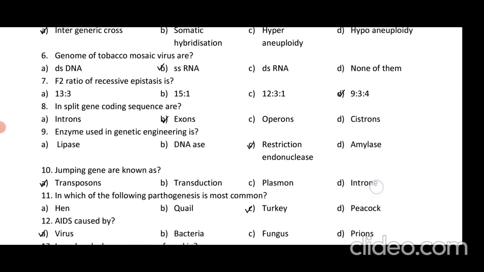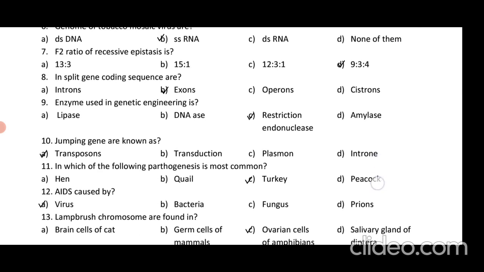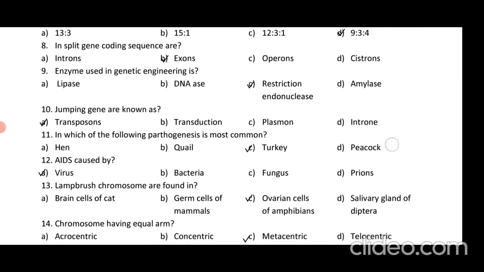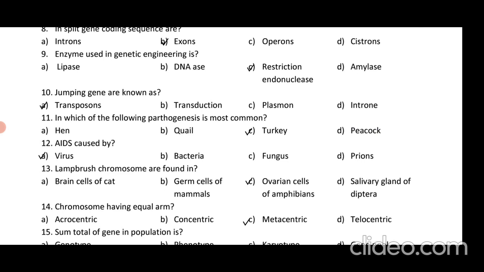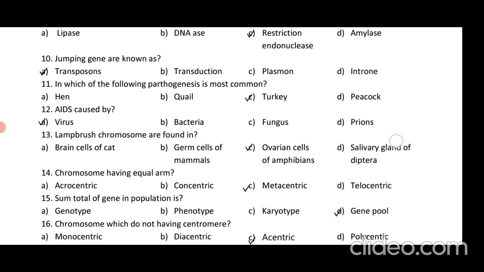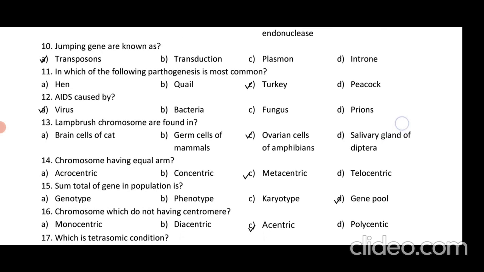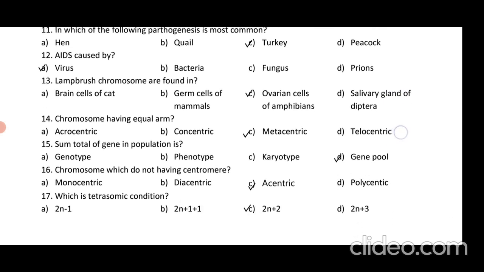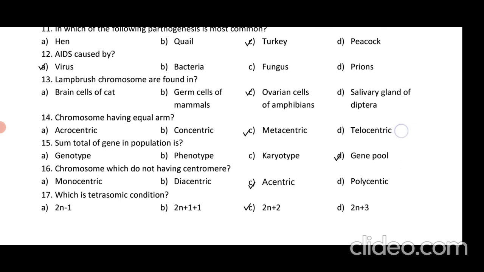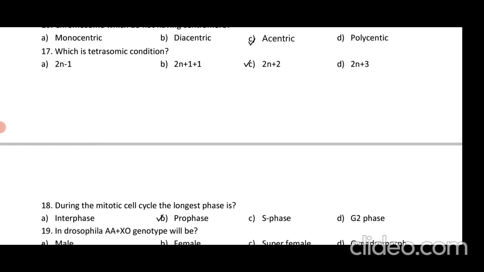AIDS is caused by a virus. Lamp brush chromosomes are found in ovarian cells of amphibians. Chromosomes having equal arms are metacentric. Sum total of genes in population is gene pool. Chromosomes which do not have centromere are acentric. Which is tetrasomic condition? 2n plus 2 is tetrasomic condition.